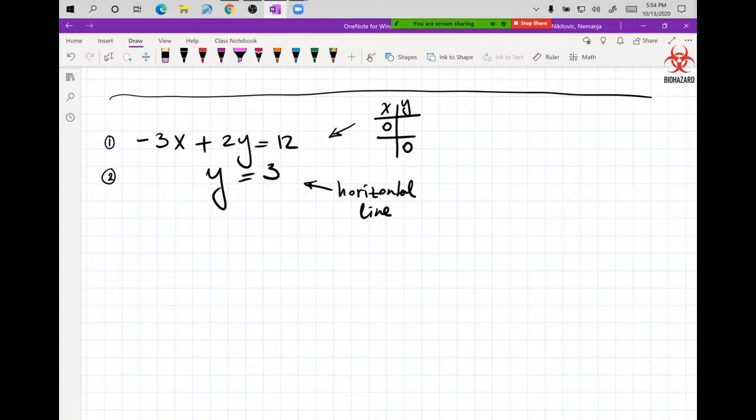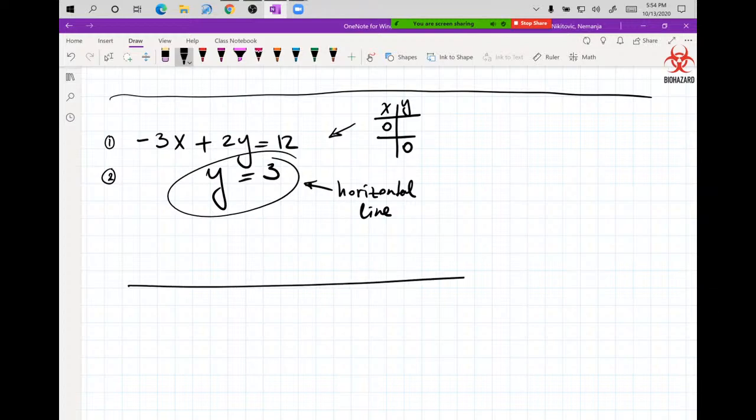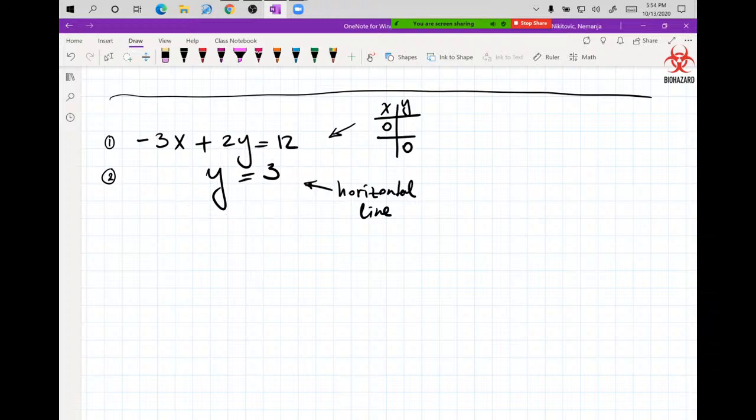So now we have to compute the chart, and then when we compute the chart, we will have enough information to graph the line number 1. Line number 2 is a joke, right? It's just a horizontal line through 3. And as I said, wherever they intersect is going to be the place that we call a solution.